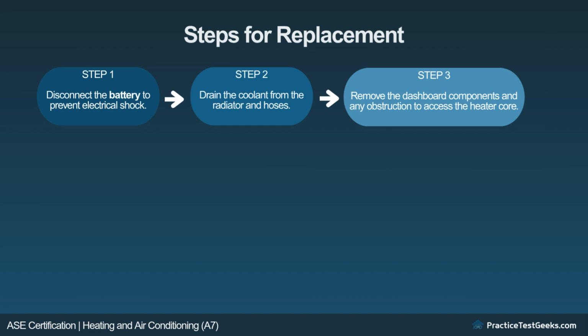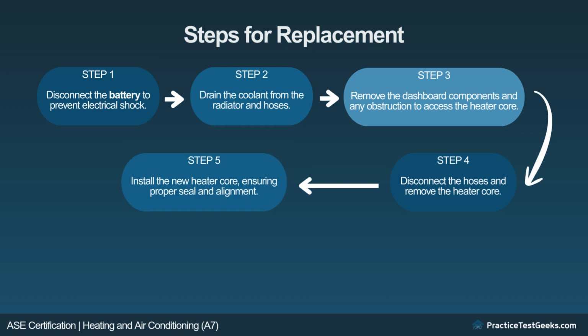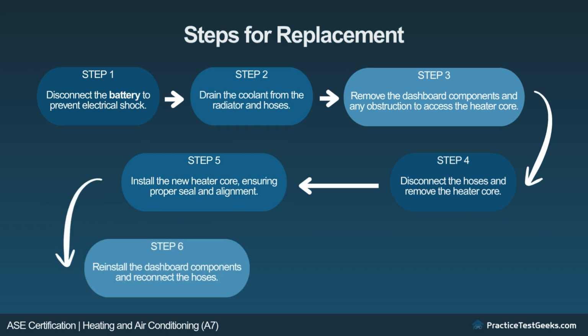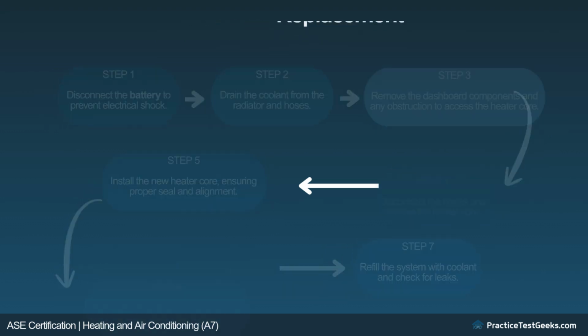Step 3. Remove the dashboard components and any obstruction to access the heater core. Step 4. Disconnect the hoses and remove the heater core. Step 5. Install the new heater core, ensuring proper seal and alignment. Step 6. Reinstall the dashboard components and reconnect the hoses. Step 7. Refill the system with coolant and check for leaks.